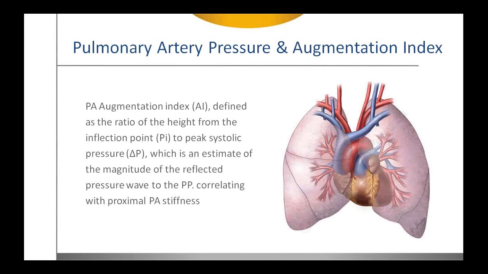On the next slide is concept number 2 out of the selected advanced concepts covered by this webinar. Here, pulmonary artery pressure and pulmonary artery augmentation index will be covered. Pulmonary artery augmentation index is the ratio of delta P divided by pulse pressure. That's called augmentation index in the pulmonary artery. Delta P is from the inflection point and from the peak pressure.